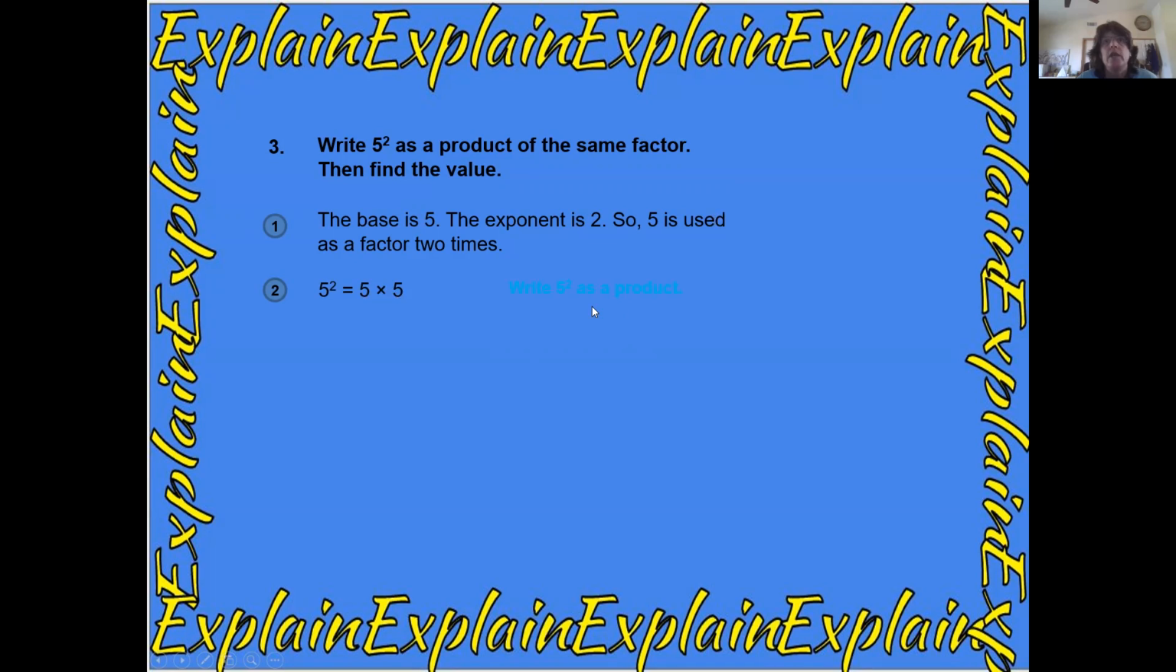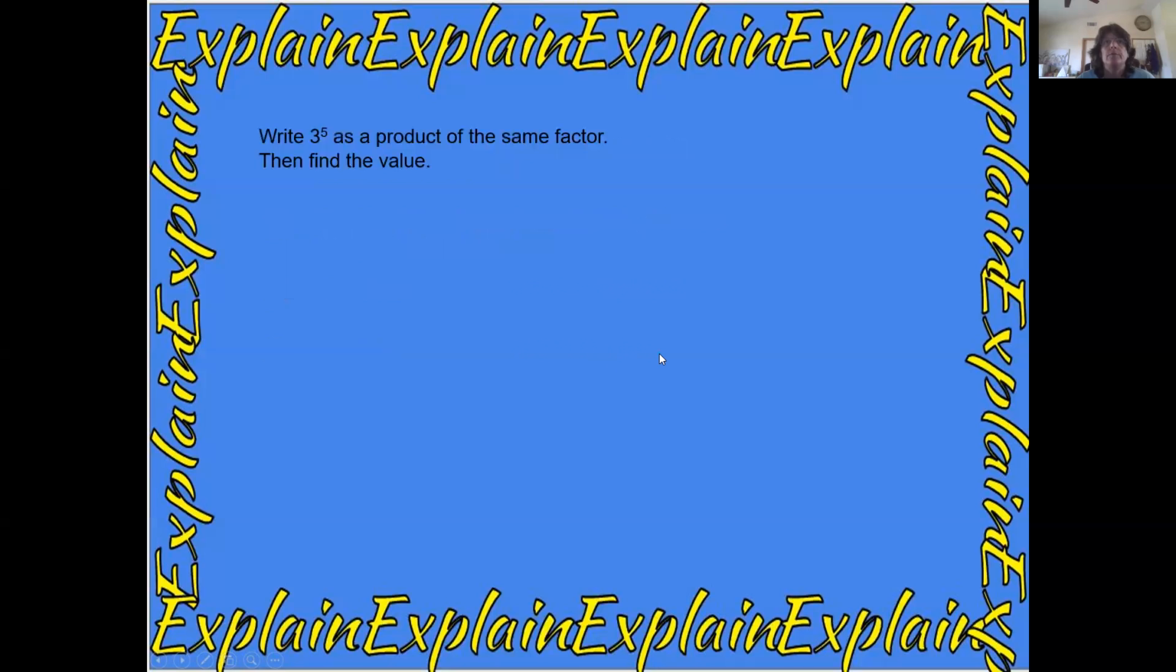Write 5 to the 2nd as a product. So to write 5 squared as a product, I'm going to write 25. And I'll give you a hint about the vocabulary. 25 is a perfect square. 5 times itself. Write 3 to the 5th as a product of the same factor. Then find the value. Go.